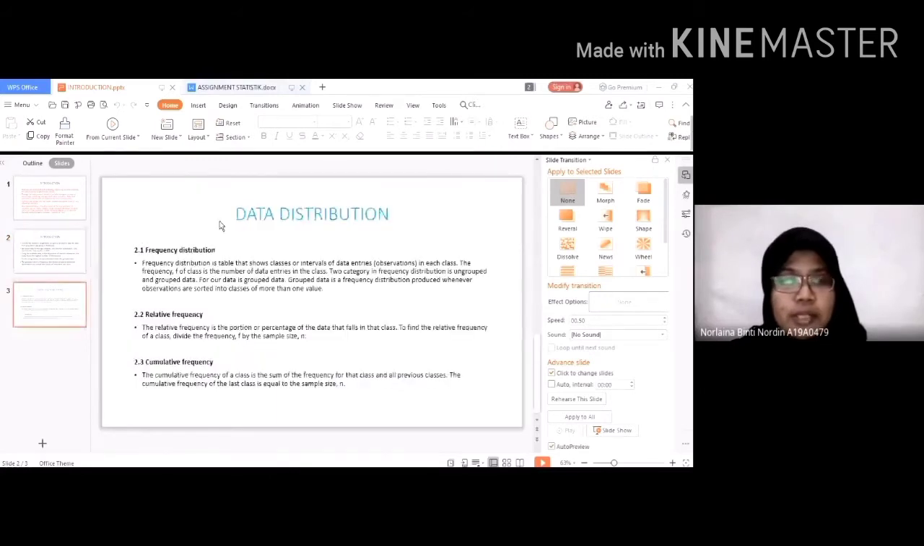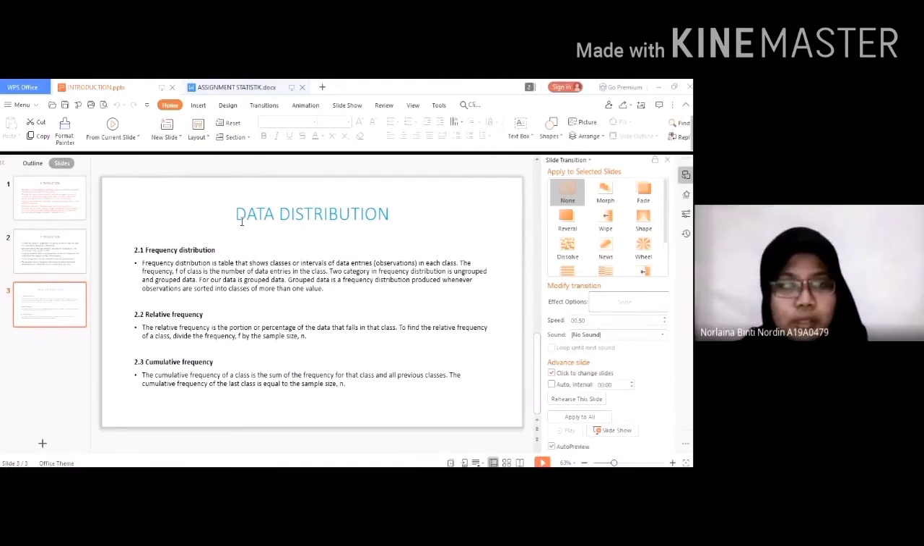Next presentation is data description. A frequency distribution is a table that shows the class or interval of data entries. For our assignment, we are using grouped data. Grouped data is a frequency distribution produced wherever observations are put into classes of more than one value.